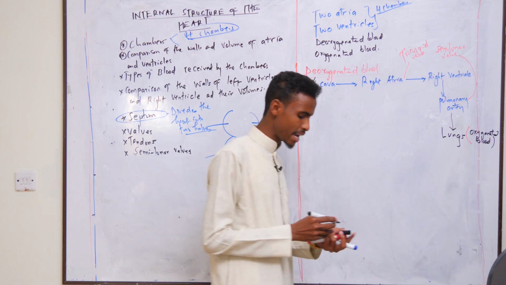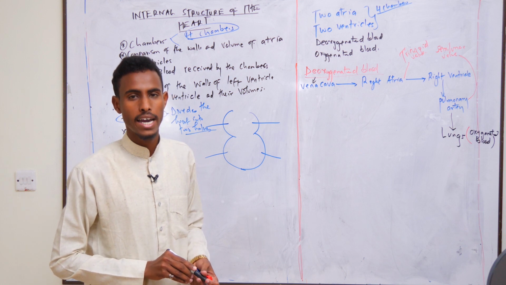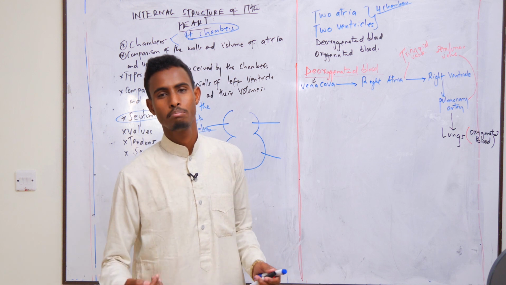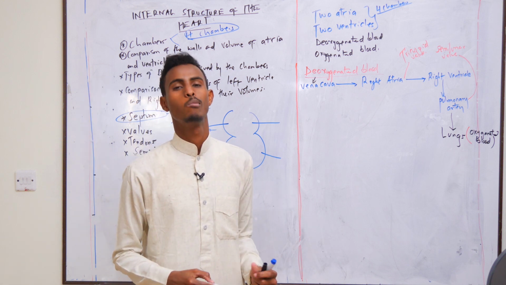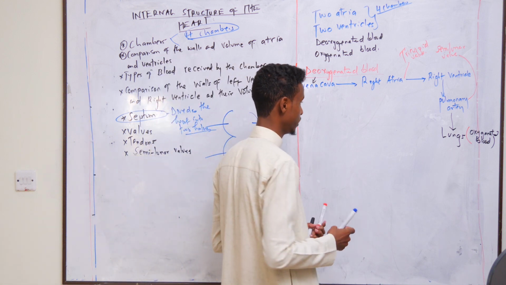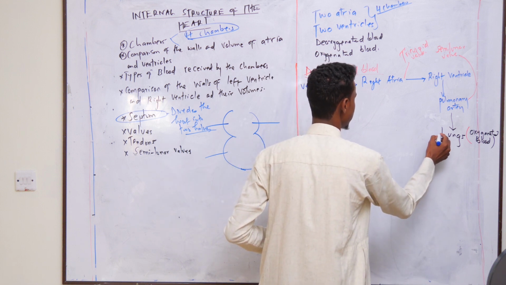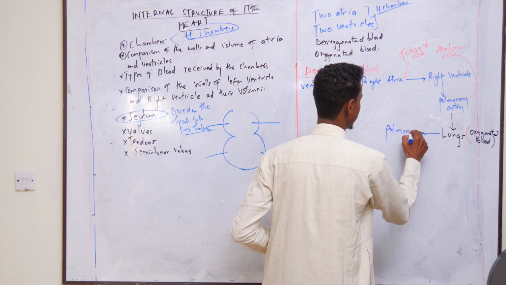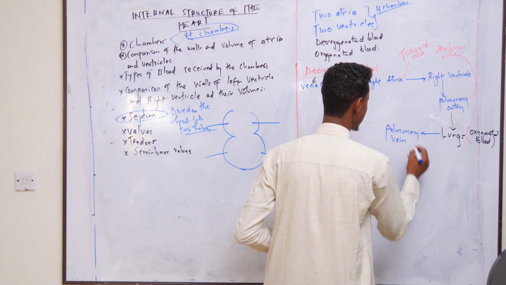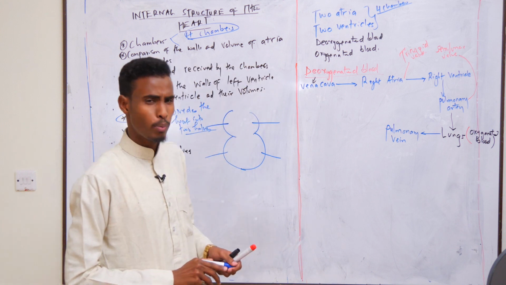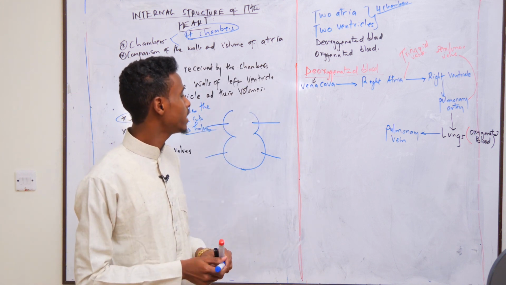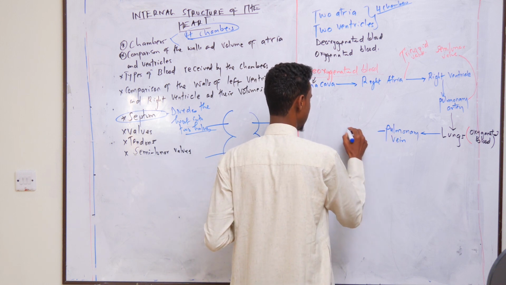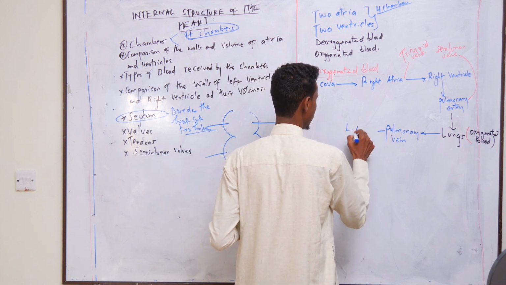Very good. Now in the lungs, the oxygen is added to the blood. From the lungs, what happens again? The blood returns back to the heart through the pulmonary vein. Now class, from the pulmonary vein, the blood flows to the left atria.